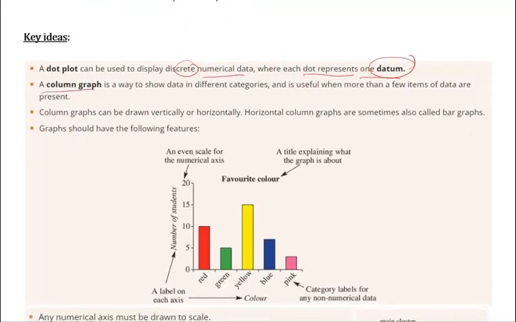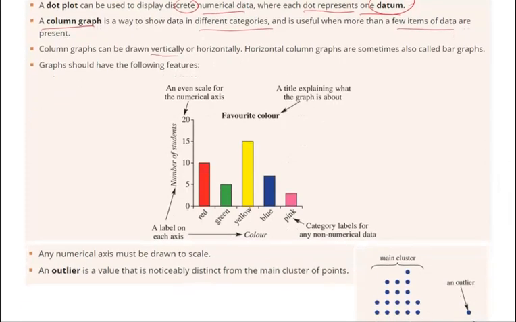A column graph is a way to show data in different categories. So it's useful when more than a few items of data are present. So let's look. Column graphs are drawn either vertically or horizontally. The horizontal column graphs are sometimes called bar graphs. I've heard that before.